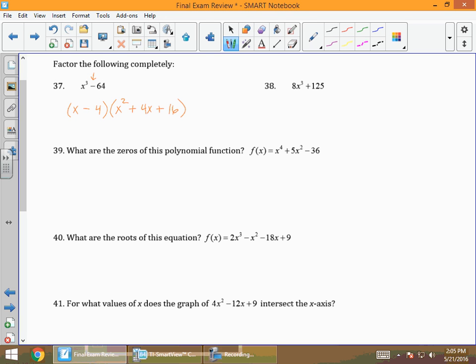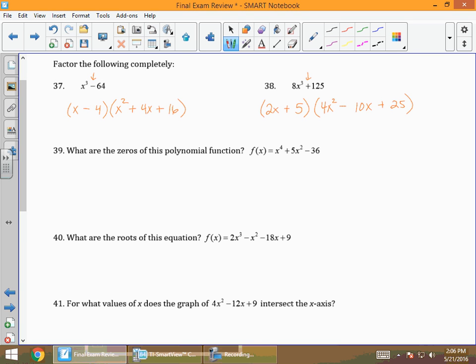38, same process. The cube root of 8x cubed is 2x. The cube root of 125 is 5. And then I'll square, multiply, square. So square your 2x, that gives you 4x squared. Multiply the two together, 2x times 5 is 10x. Square your 5, that's 25. And these signs get SOAP: same. So I'm starting with a positive, so same, opposite, always positive. Real quick and easy way to factor two perfect cubes.